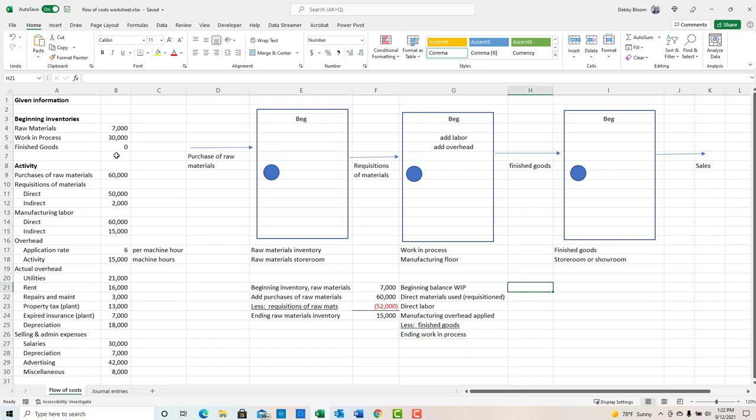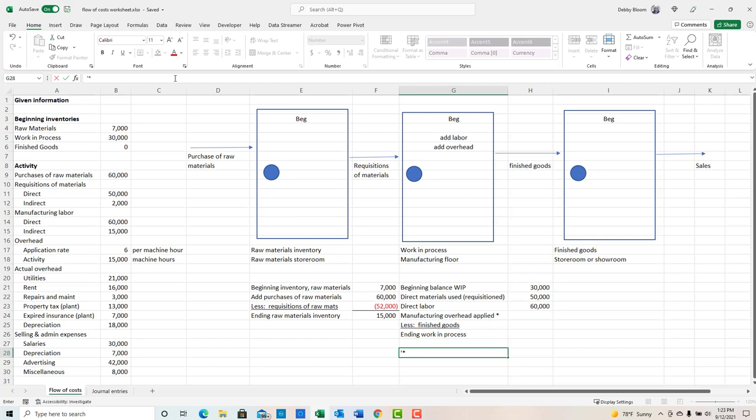So let's put in those numbers. We were given in the problem that our beginning work in process is 30,000. We have our direct materials requisition, given in the problem as 50,000. Our direct labor was also given in the problem as 60,000. And I'm going to put a little star after the manufacturing overhead applied, and it will calculate the manufacturing overhead applied below.